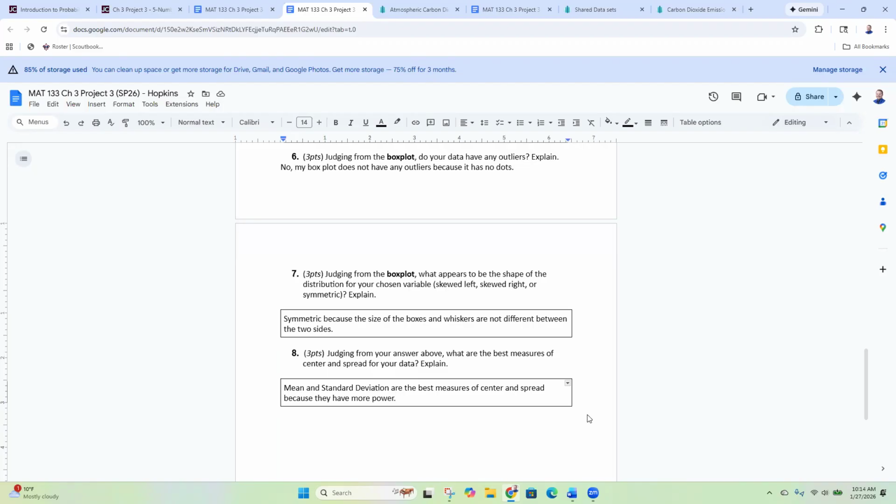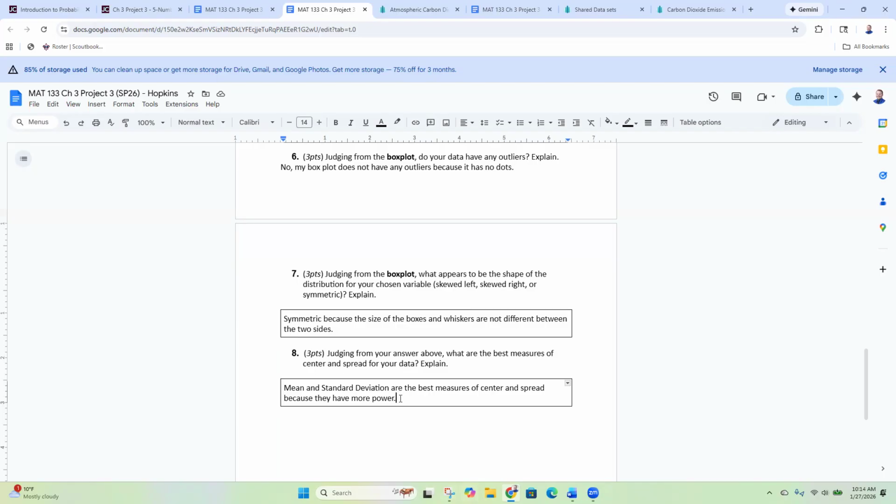Because mean and standard deviation have more statistical power. Now, when we get to chapters 7 through 11, you could do confidence intervals and hypothesis testing using the median and the interquartile range. It's just that it's not going to be as useful. Okay. So anyway, this is one answer.